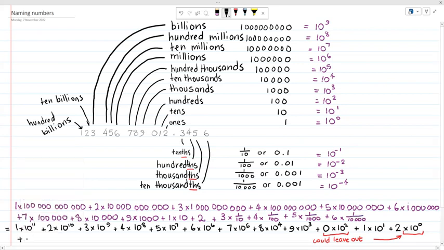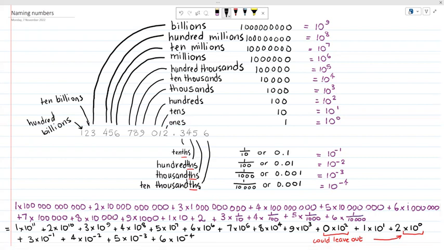I could have plus 3 times 10 to the minus 1 plus 4 times 10 to the minus 2 plus 5 times 10 to the minus 3 plus 6 times 10 to the minus 4. And there's our number again written in expanded notation form, but somewhat more succinctly. What this does is it shows you exactly the contribution of every digit in the place value system.